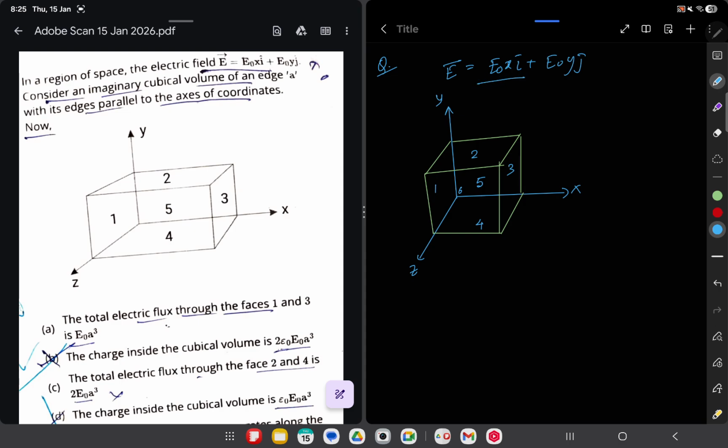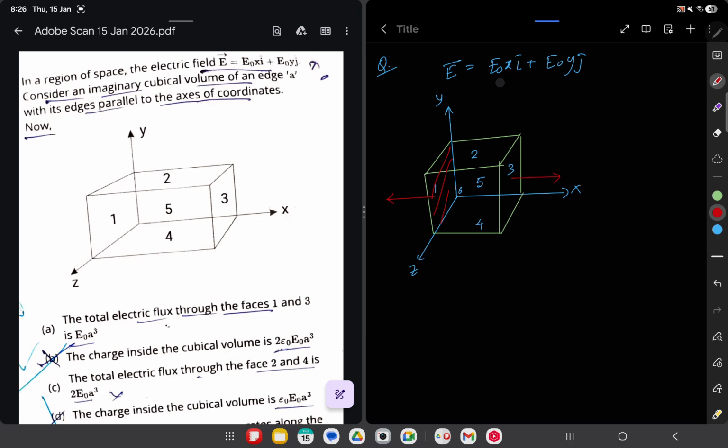Now the flux due to the E naught x i cap component. For this component, the area vector should be along the x-axis. The area vector of faces 1 and 3 is along the x-axis. As the electric field is along the i cap direction, along the x-axis, the area vector will be along the x-axis only.